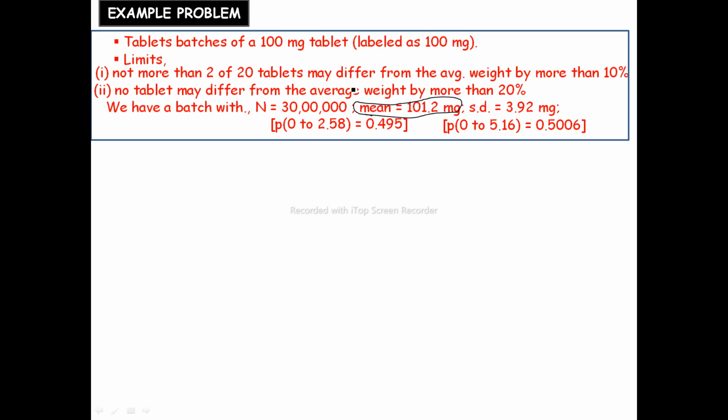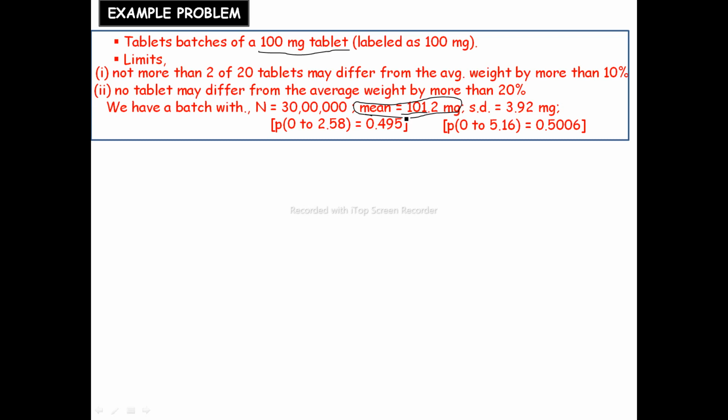What does it mean? We are making a 100 mg tablet, each tablet should weigh 100 mg. This is our goal. But some plus or minus variation will occur. So we are considering a mean of 101.2 mg. Now, limitation number 1 is that not more than 2 of the 20 tablets may differ from the average weight by more than 10%. Like we are making some tablets and picking up 20 tablets, among those 20 tablets, not more than 2 tablets should differ in average weight by more than 10%.